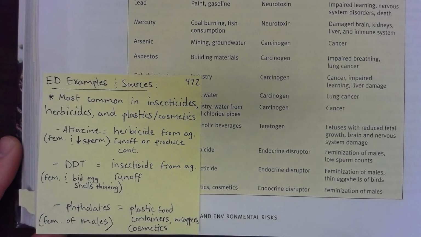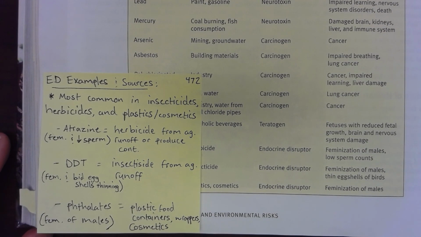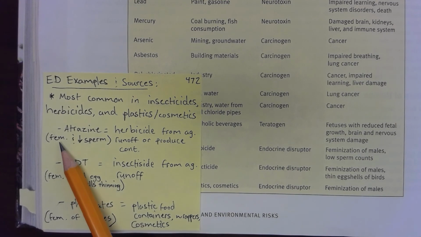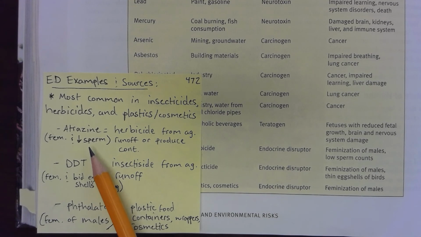Now we'll talk about a few more specific examples of endocrine disruptors that are really important to know in APES. It's worth noting that the source of most endocrine disruptors are things like insecticides or herbicides that are used in agriculture, but also plastics and cosmetics that are used in our everyday lives. So the first one we'll touch on here is atrazine. Again, that's an herbicide linked to feminization and lowered sperm counts in males, and that source would typically be agricultural runoff or contaminated produce that hasn't been washed well enough.